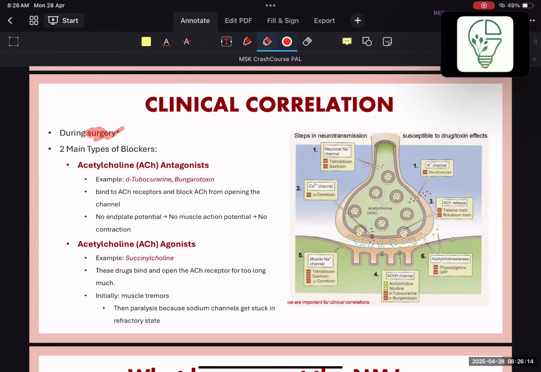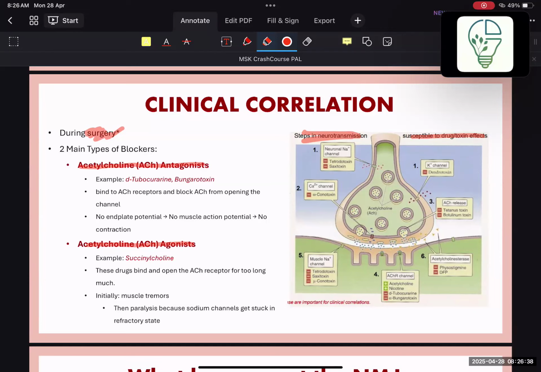And the two main types of blockers, because over here the doctor put a bunch of groups, and I would suggest that you study them anyways, just in case you get asked a low yield question, but I did outline what the high yields are. So the two main types of blockers that you need to know are something we call acetylcholine antagonist and acetylcholine agonist. And the way they work is kind of similar, but it's also different.